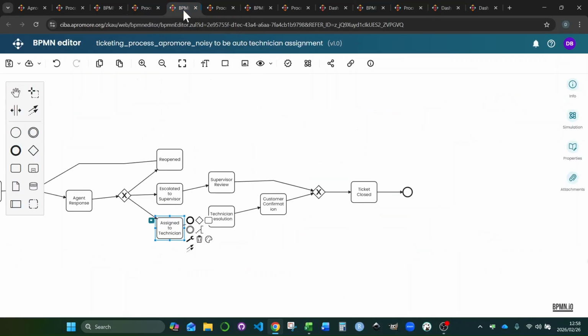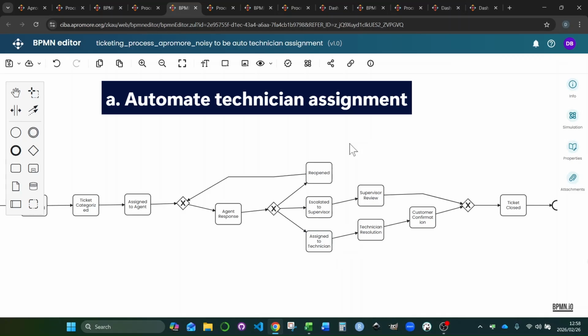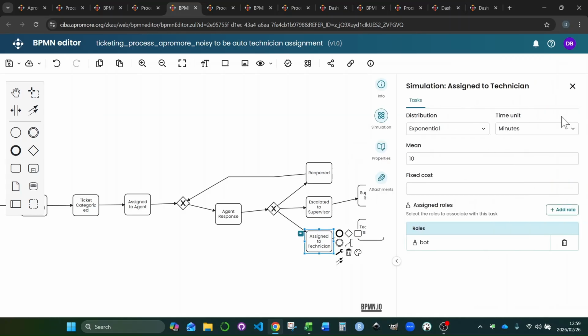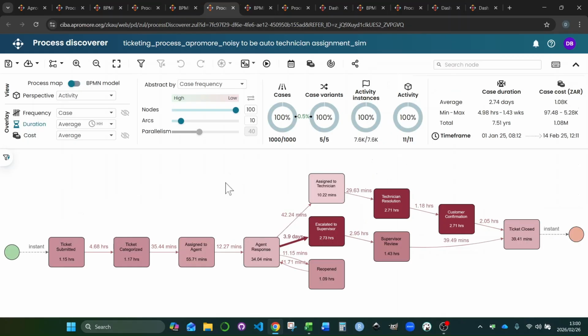First, we pursue Objective 1, reduce case duration. The intervention here is to automate technician assignment. In the current process, technicians assign themselves, which introduces delays. The proposed fix is a bot that assigns technicians automatically within 10 minutes based on ticket type and availability. Expected impact: reduced waiting and faster resolution. When we run the simulation, the to-be map shows a clear improvement.